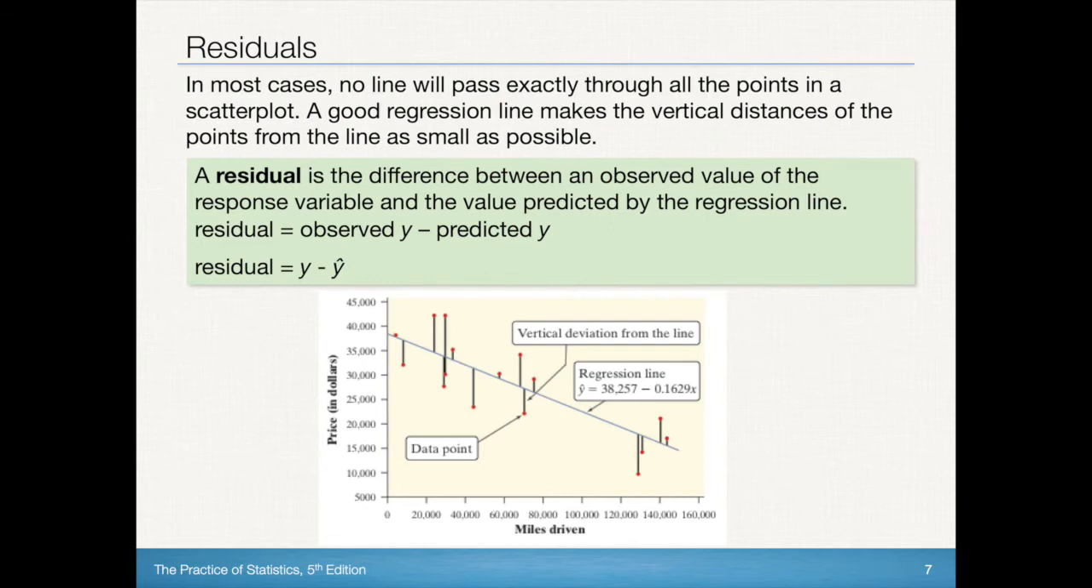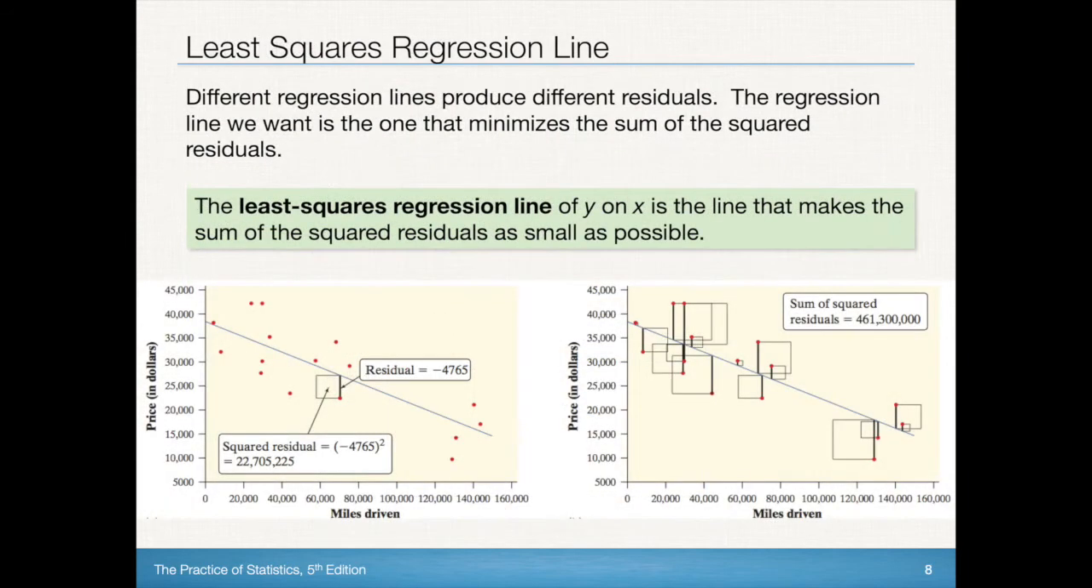So residual is just simply the difference between the observed value of the response variable and the predicted value by the regression line itself. And so this equation here is really a very straightforward equation, but it's certainly nothing that's ever given on an equation sheet. So please remember that it's always observed minus predicted. Now, what do we do with residuals? Well, the least squares regression line, or LSRL, is in fact minimizing this residual, and here's how it basically works.